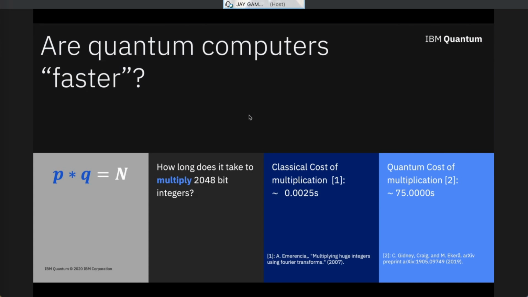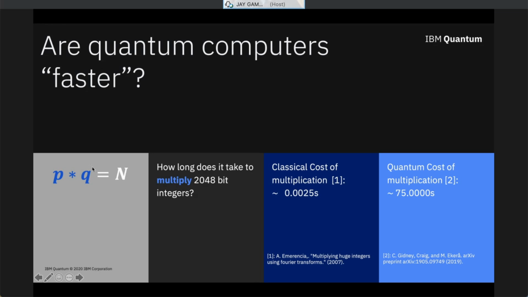Okay, so before I get there, let's go back and ask the question about what is a quantum computer. Many people talk about it being faster. So here's a little chart to sort of highlight that this is not true.